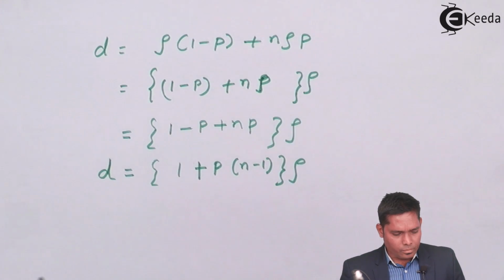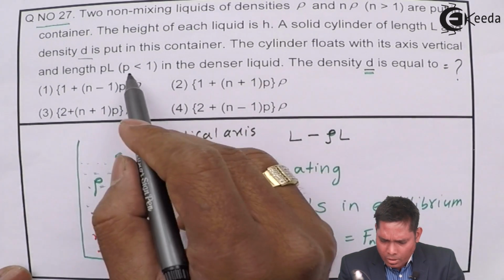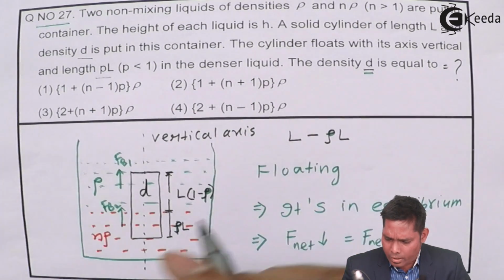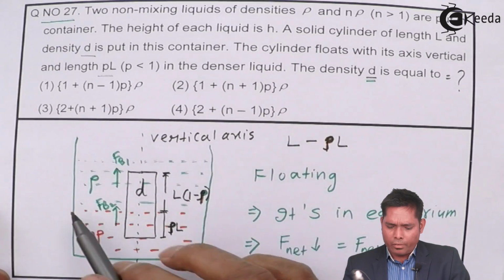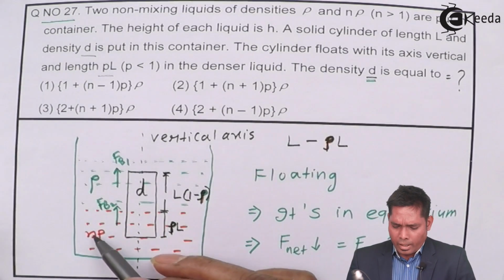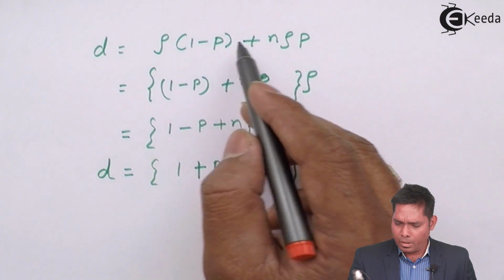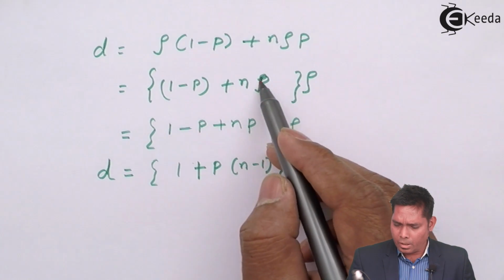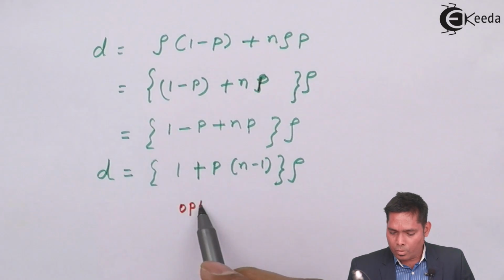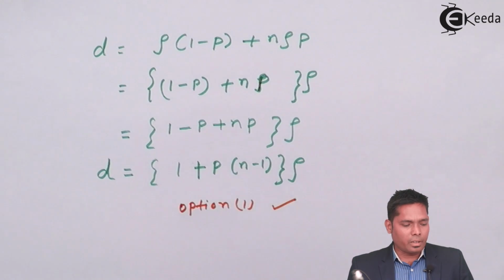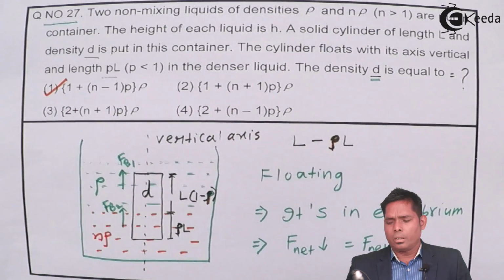Let me tell you one more thing: the length is written as PL, so this must be P, not rho. Everything else is rho, the density; this is density N times rho, and this is PL. This is 1 minus P, so P is coming out. So that is the answer, and the answer is option number 1. Option 1 is the correct answer to this question. This is a very simple question. Thank you.